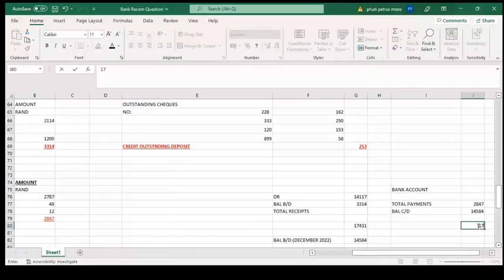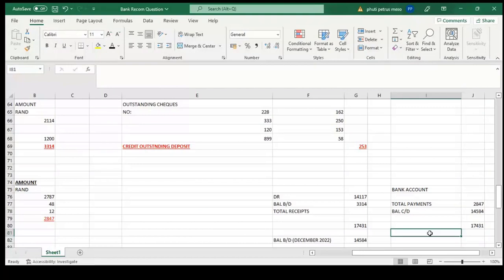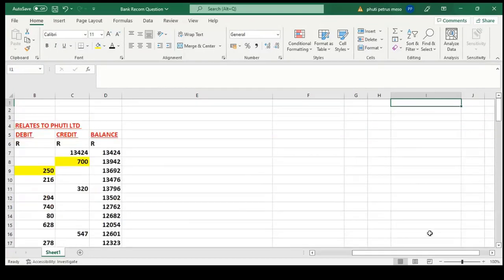17,431, right? Yeah, that's the one. Makes sense. Okay, cool. All right, let me quickly go back and check my balance statement if it does reflect 14,117. I think I missed out on that.